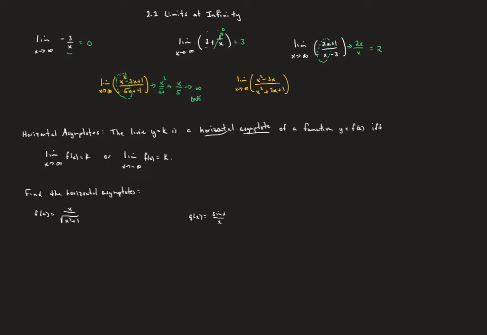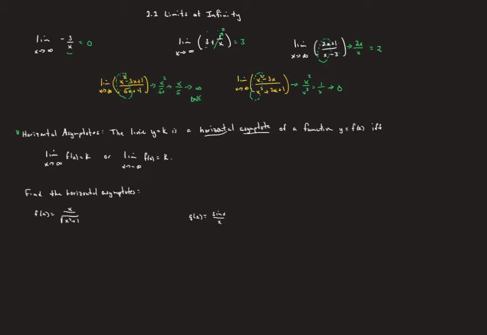In the next one, again, we have this time the degree of the denominator greater than the degree of the numerator. So the higher powers of x will dominate. And so this will act more and more like 1 over x. And as x gets huge, that is going to approach 0.